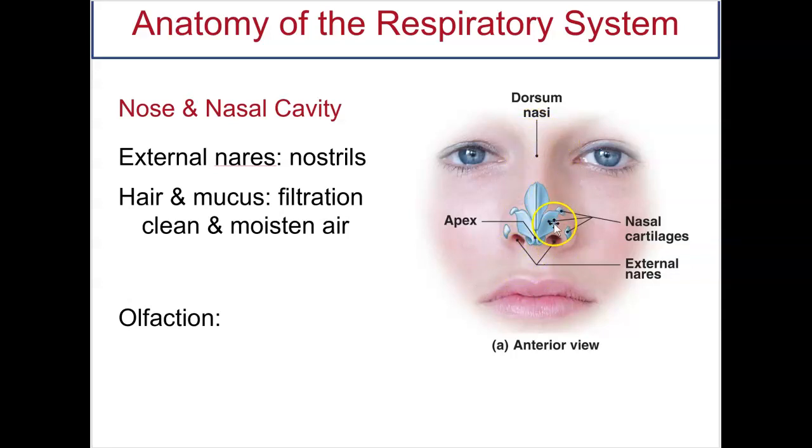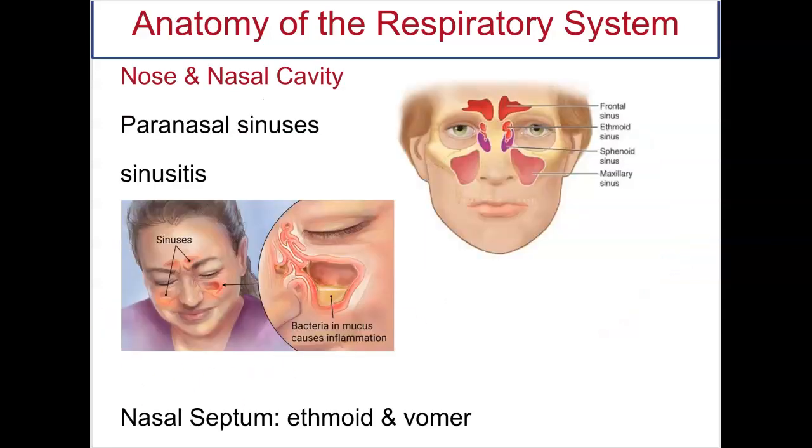So inside our nose, we have hair and mucus. Again, really important to filter. It moistens the air. It basically makes it very warm and moist and humid. And then obviously our nose is what helps us with smell. Now, you probably remember the sinuses. You learned about these back in A&P 1. So we have what are called paranasal sinuses.